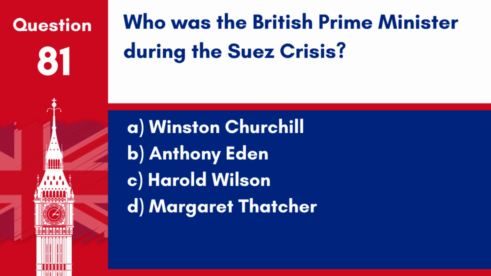Question 81. Who was the British Prime Minister during the Suez Crisis? A. Winston Churchill. B. Anthony Eden. C. Harold Wilson. D. Margaret Thatcher. Answer: B. Anthony Eden. Anthony Eden was the British Prime Minister during the Suez Crisis in 1956, which was a pivotal moment in UK foreign policy.